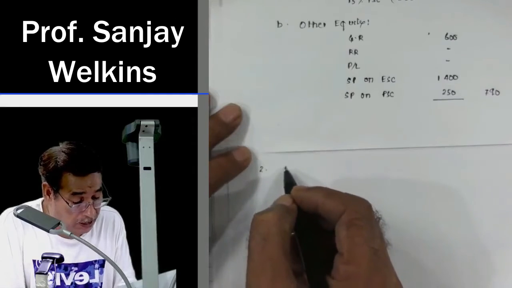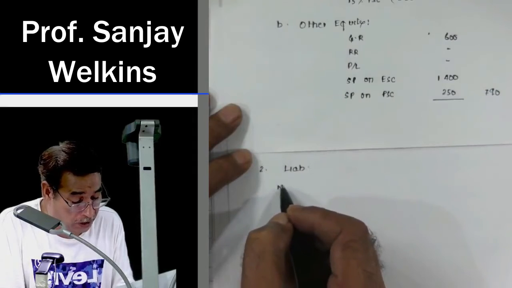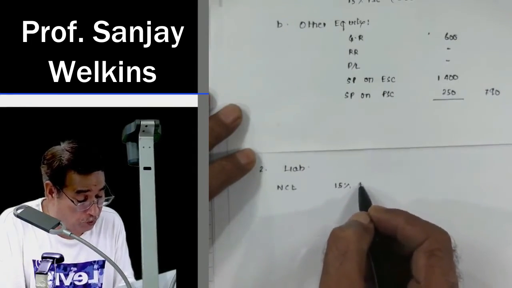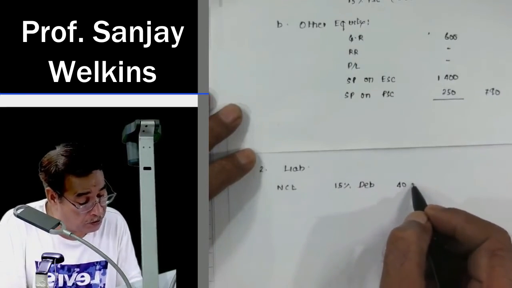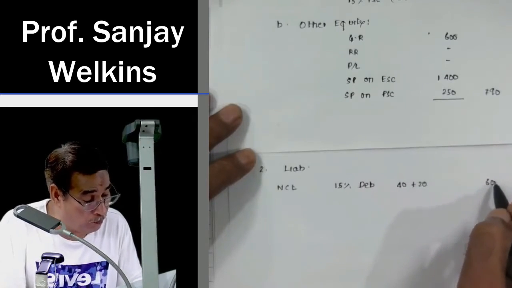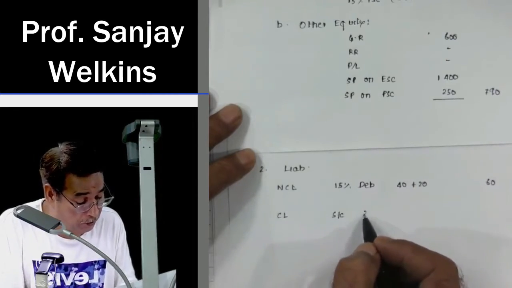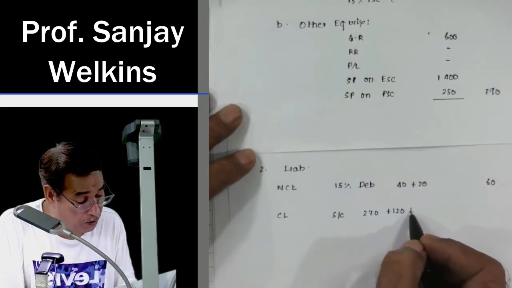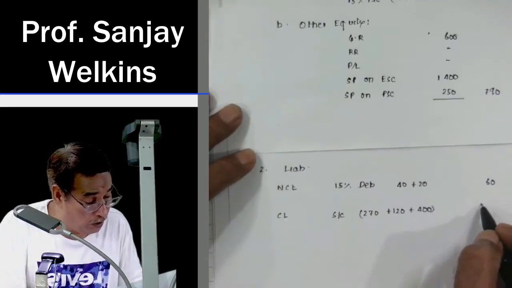Second, liabilities. Under the liability, you write non-current liability. 15% debentures which you have issued. You have issued 40 lakh worth of debentures to X Limited and 20 lakh worth of debentures to Y Limited. So total amount will be equal to 60. Now current liability. Sundry creditor of Z Limited 270, X Limited 120, 400 of Y Limited. So total will be equal to 790.